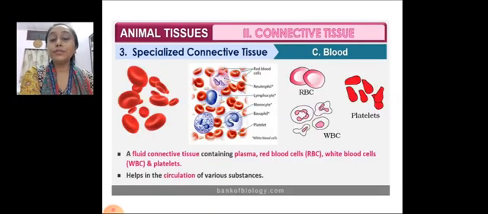Now we will move to the third and the last type of specialized connective tissue, which is blood. Blood is important because it is a fluidic connective tissue. The matrix is very fluid, not so tough like bone and cartilage, and not even semi-fluid like the areolar connective tissue. The fluid of the blood is plasma, and in that fluid the cells of the blood, like RBCs, WBCs, platelets, float and move from one place to another.